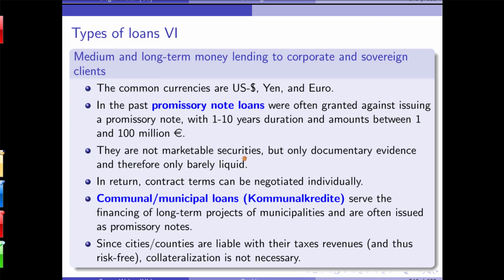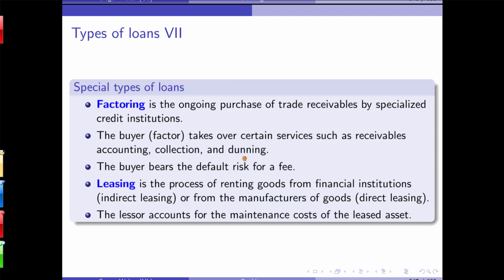Common currencies are US dollars, yen, euro. Promissory note loans were often granted against issuing a promissory note, not marketable. Read through them. It's not too relevant for the exam. Communal municipal loans is clear, Kommunalkredite. Those are the loans given out to municipalities like cities and counties. Okay. Special types of loans.